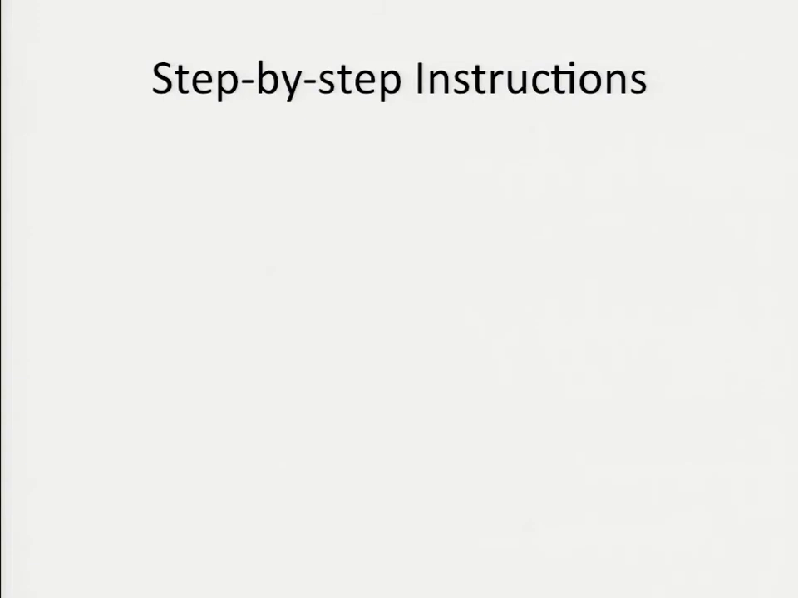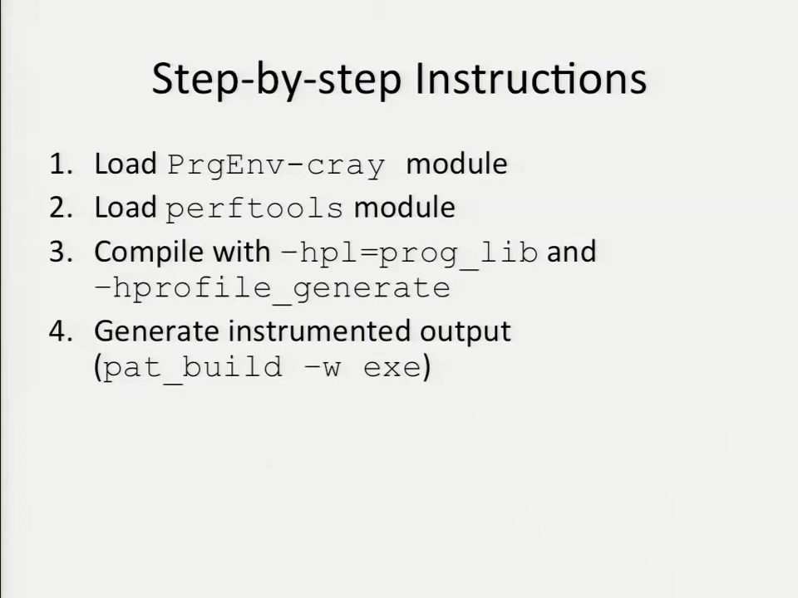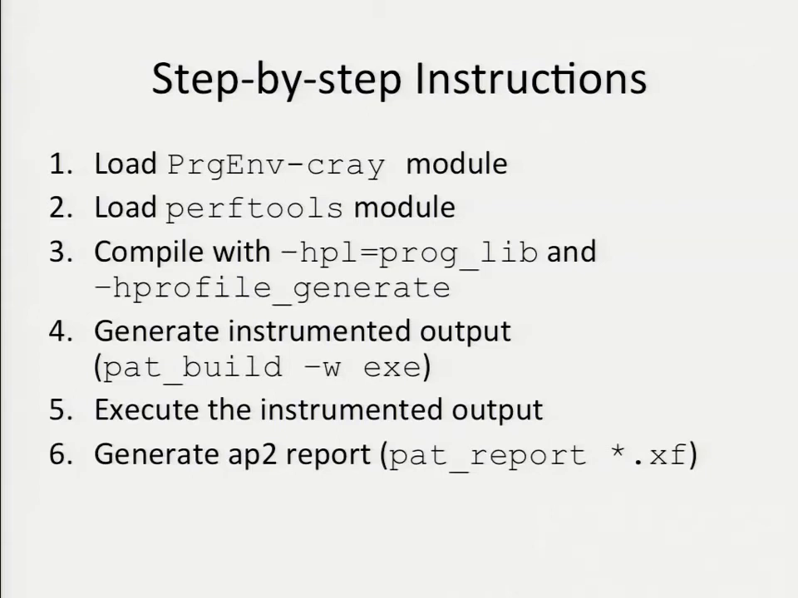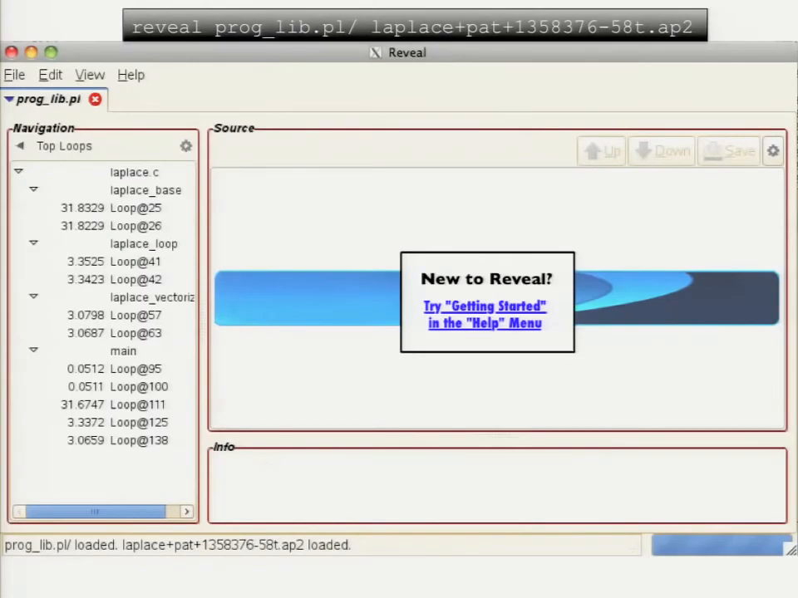So just to recap, you do the programming module, you load perf tools, you compile to say that I want to generate a programming library and I want to generate a profile. Then you say, okay, I want to annotate my code so it can do the tracing. You run your instrumented executable, which is usually with +pat, and you generate a report, and you launch Reveal with the program lib and AP2. We will go through this many times tomorrow, so you will find it very easy to do after you have done it a few times. So you just launch this command, Reveal program lib, and your AP2 file. And that's the thing you see.